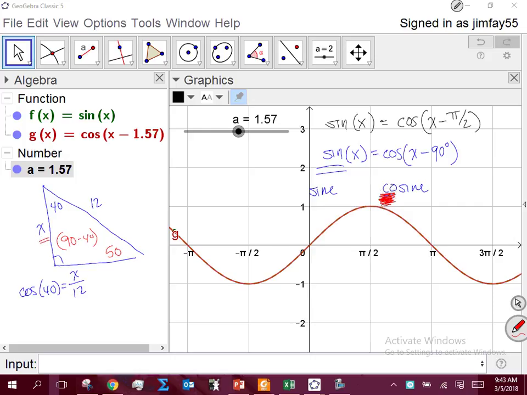So, if I look at this, this is 50. X would be the opposite side. 12 would be the hypotenuse, right? So if I go opposite over hypotenuse, that should equal sine of that angle of 50. So if these two things are the same, shouldn't cosine of 40 equal sine of 50? Okay. Now, it's not exactly how I've gotten it written here.